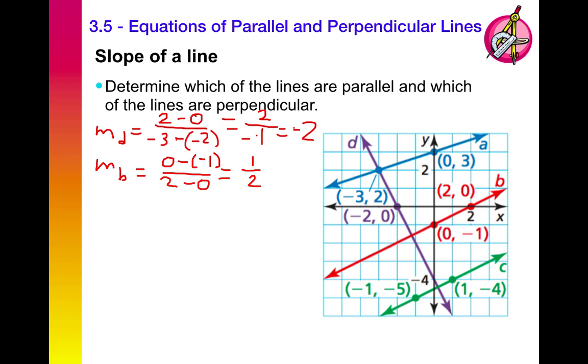We're going to find that there's another perpendicular line, and I'll leave that for you to figure out. And there's also a parallel line, and I'll leave that for you to figure out.